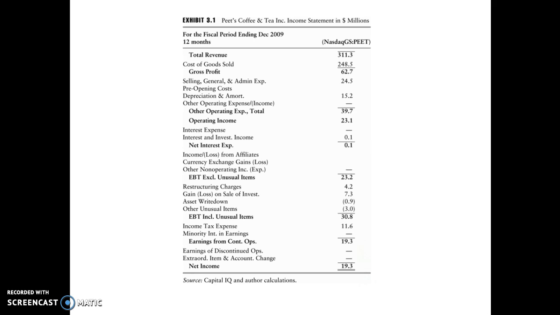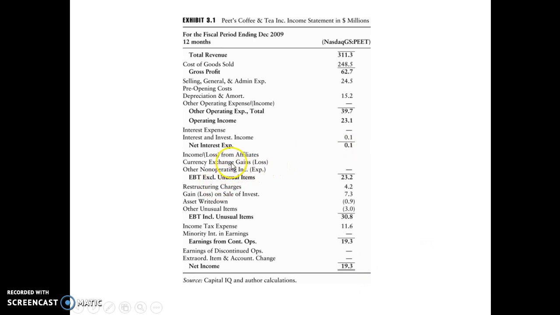Operating income represents what's earned from regular business operations. It's often referred to as EBIT, which stands for earnings before interest and taxes. If the company has debt, they would also recognize interest expense. And also, if they have any interest that they've earned from investments, they would show that as a separate line item and then net the two out here.